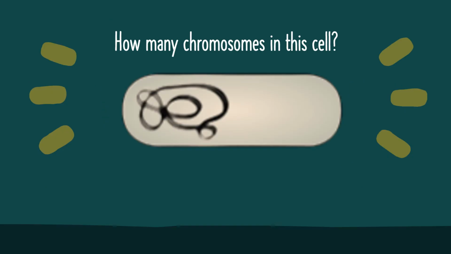Here is an opportunity to check your understanding. This is a happy little bacterial cell. How many chromosomes do you see inside this cell? The answer is just one. It looks like a rubber band that's kind of tangled on itself, so this is a single circular chromosome.